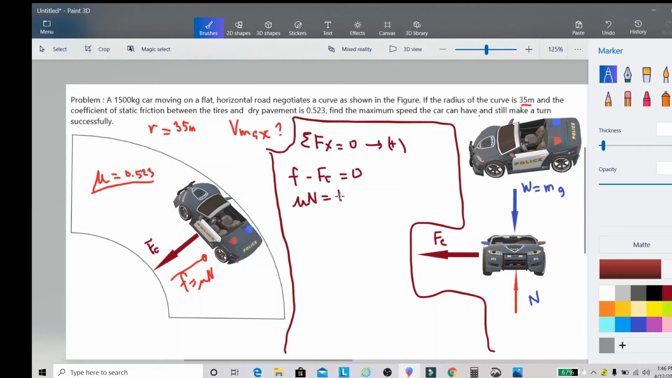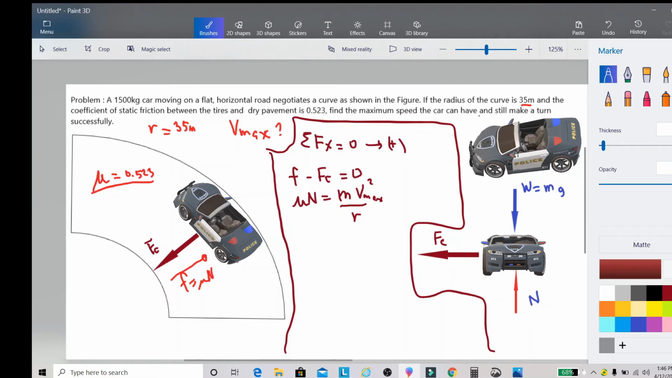But what is F sub C? F sub C is equal to m v squared over r. So this will be v max now. That's the maximum because we equate that to the frictional force. The key idea here is not to exceed this force. The centripetal force must not exceed the frictional force, otherwise it will not make a safe turn. So m v max squared over R. That is our equation.